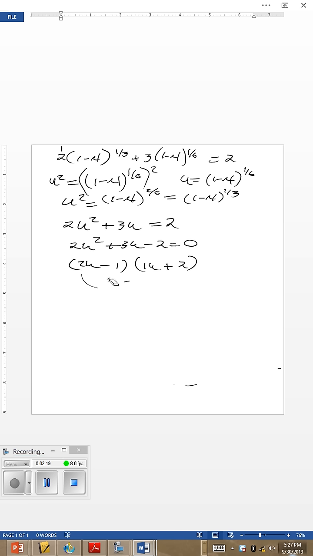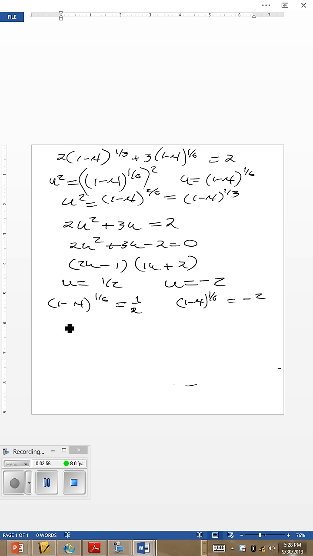Okay, so let me erase that. Now, what does that mean? That of course means u is equal to a half, and u is equal to negative 2. Now, what is u? u is the expression (1 − x) to the 1/6 power, which is now said to equal 1/2. And then again, (1 − x)^(1/6) is going to want to equal negative 2.